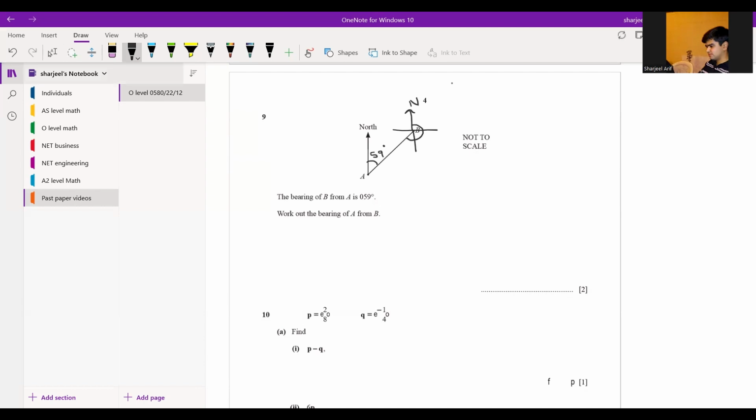For this part, we can use the concept of alternate angles. Just draw a diagram of a rectangle with dotted lines, so you can apply the alternate angles rule. If a line is intersecting two parallel lines, alternate angles will be equal. So if this is 59 degrees, this will be 59 degrees. And this part is equal to 180 degrees. So the total bearing of A from B will be 180 plus 59 equals 239. So that would be our answer.